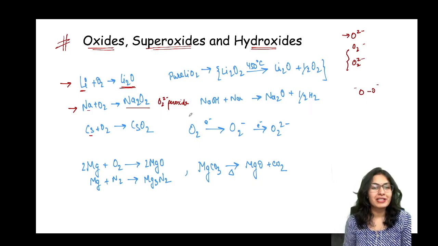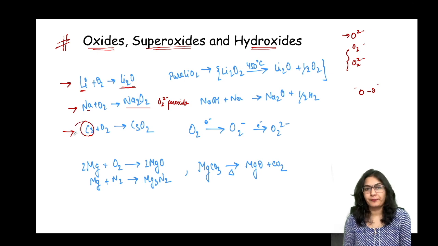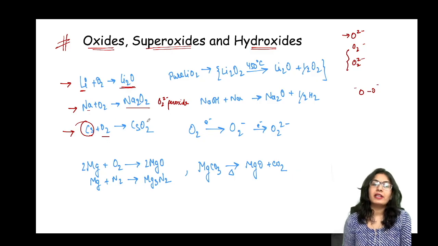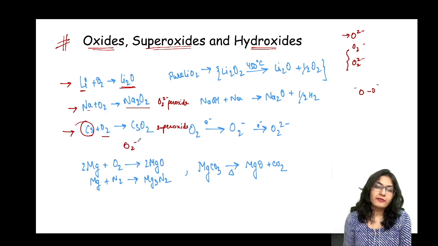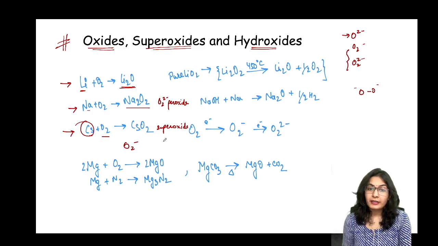So just go through it once. Now we move onwards and go directly down to cesium, because it's going to be very large. So when it reacts with oxygen, naturally it is going to form the superoxide. Okay. What is a superoxide? That is one negative charge shared by two oxygen atoms.